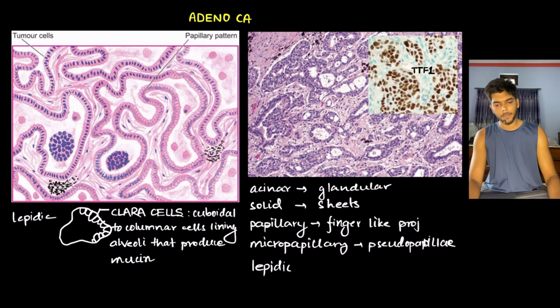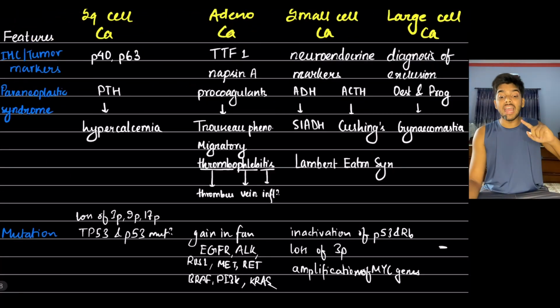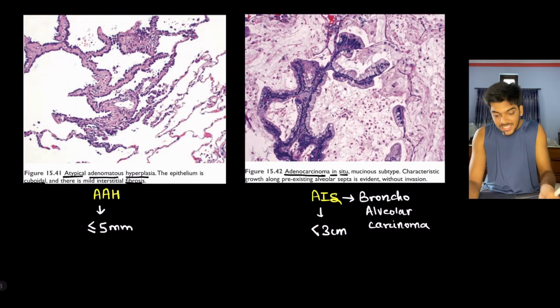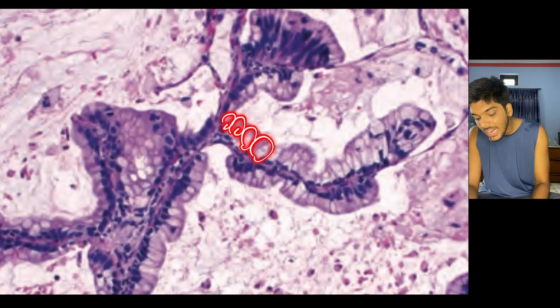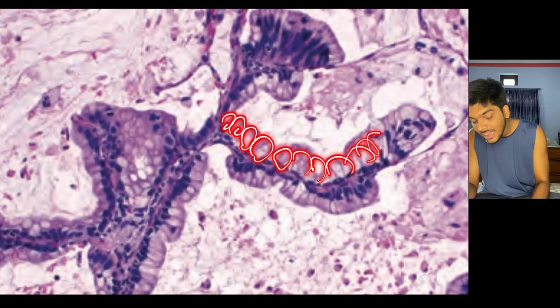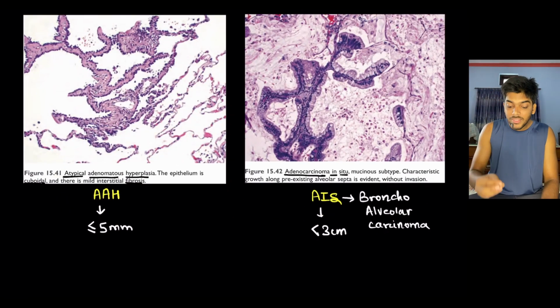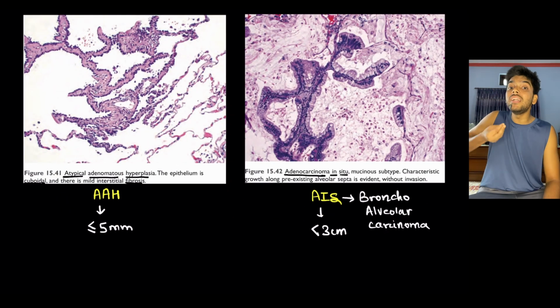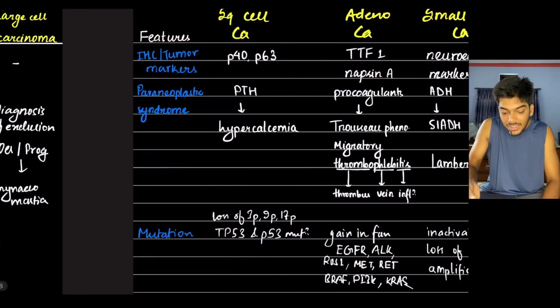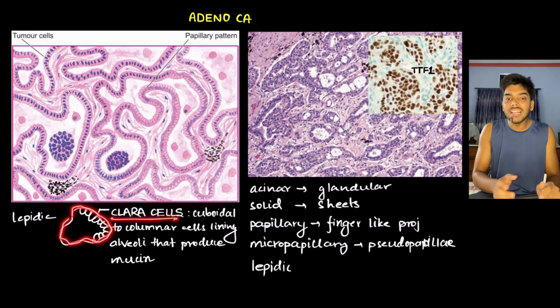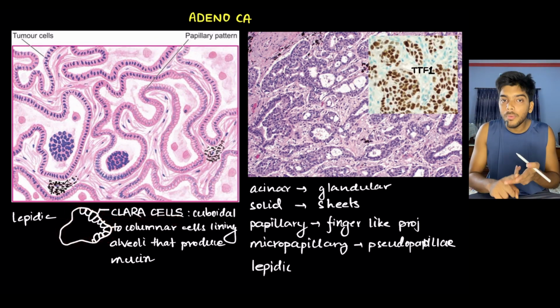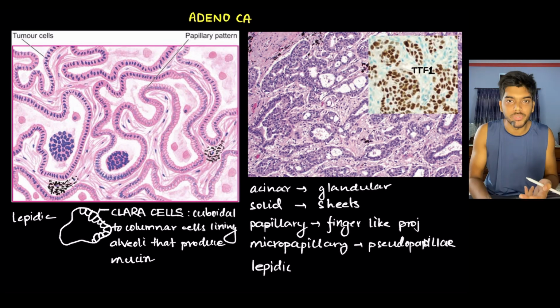Do you remember something? In the precursor or the pre-existing lesion of adenocarcinoma, that is adenocarcinoma in situ, I said that the alveoli is lined by mucus-filled cells. These are not Clara cells. These are the mucus-filled cells in adenocarcinoma in situ. When this adenocarcinoma in situ eventually develops into adenocarcinoma with lipidic pattern, then the alveoli is lined by Clara cells. These Clara cells are cuboidal to columnar and they produce mucin.